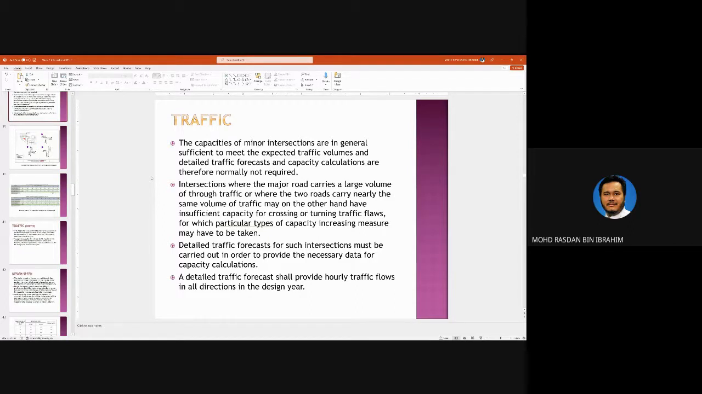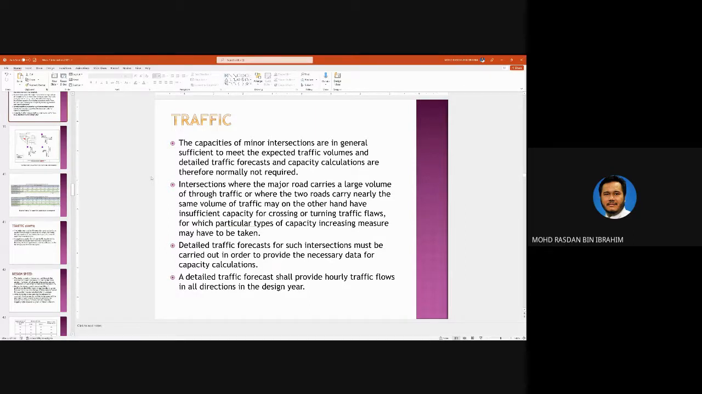may, on the other hand, have insufficient capacity for crossing or turning flows, for which particular types, I took this from the technical instruction, the capacity increasing measures may have to be taken. Okay. It's easy, right? If there is not enough capacity, then you need to increase the capacity of the road. Normally, increasing capacity means that you are adding more lanes, right?